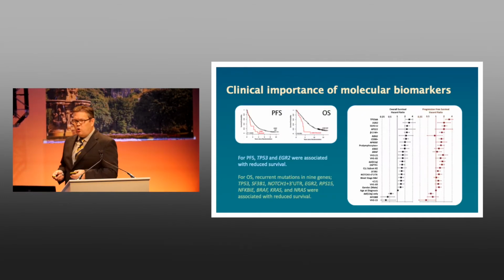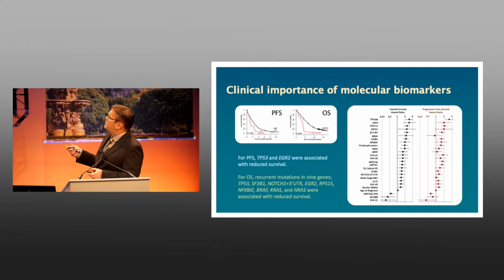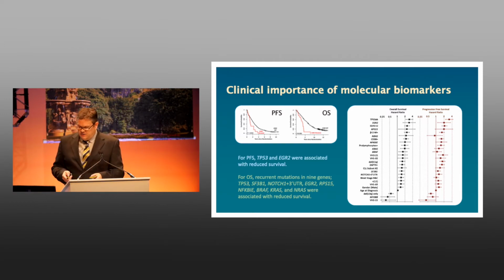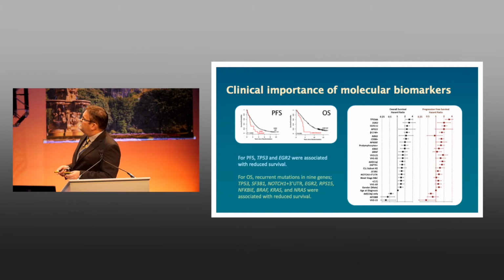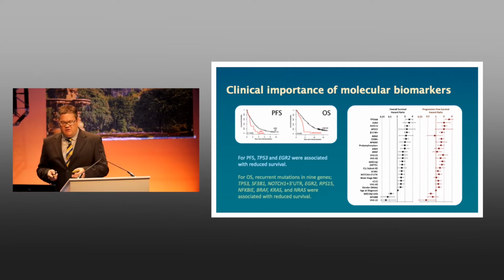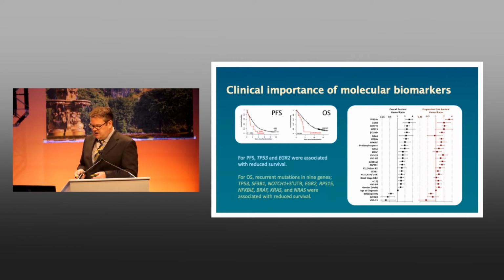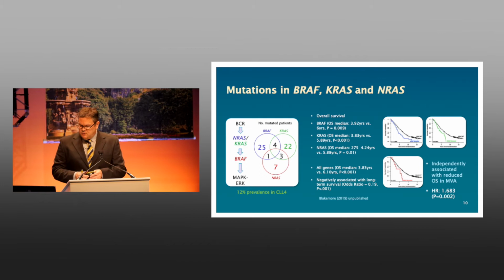We went on to look at the clinical importance of these genes. I introduced EGR2 because this is the example I've chosen to show you for short progression-free and overall survival. If we look at the data more holistically, these are the genes involved with survival, and these are with progression-free survival. Lots of genes you can see there, the take-home messages: EGR2 is associated with reduced progression-free survival, and 9 genes are associated with OS. So 3 genes downstream of the B-cell receptor are involved with MAP-ERK signaling, which we'll look at in a bit more detail now.